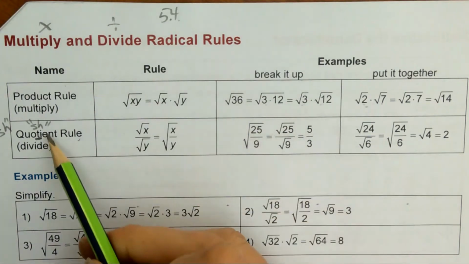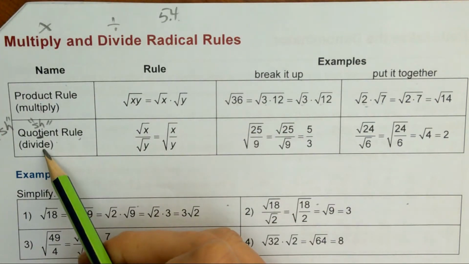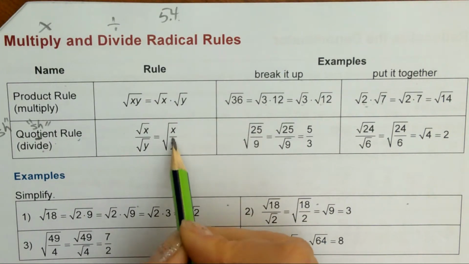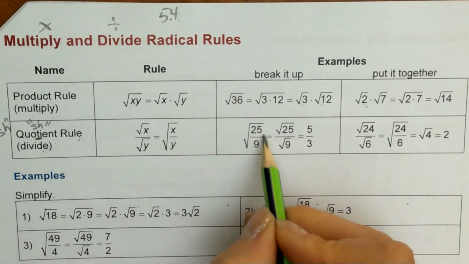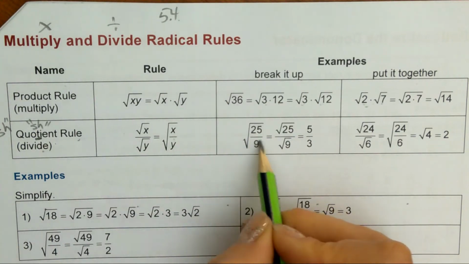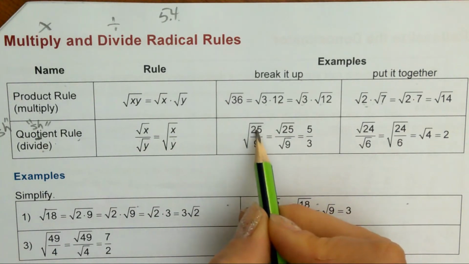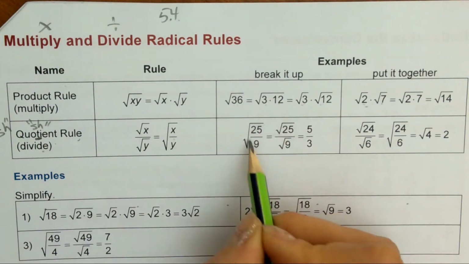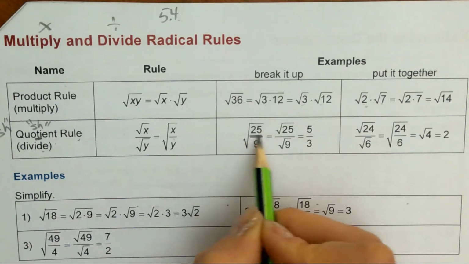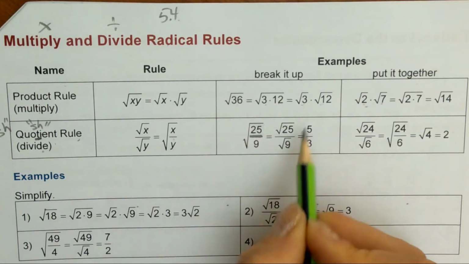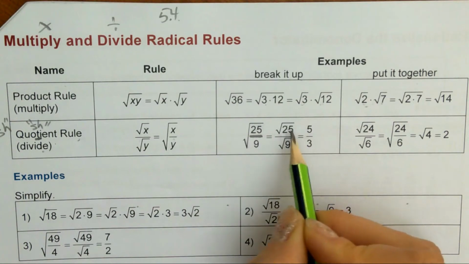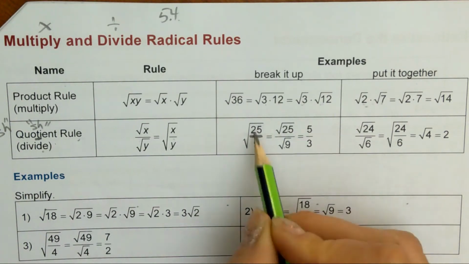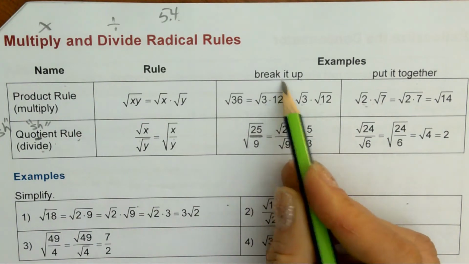And for the quotient rule, divide, we do the same thing. If it's separate, we can put it together, and if it's together, we can separate it. So here we have it under one big radical sign, but I can see that 25 is a perfect square and 9 is, so I can just separate it because it's divide. This line just means divide. We separate it, and then the square root of 25 is 5, and the square root of 9 is 3. So you can break it up. You also can put it back together.